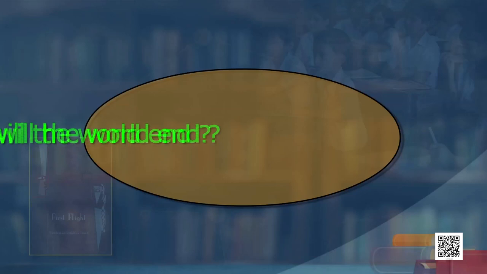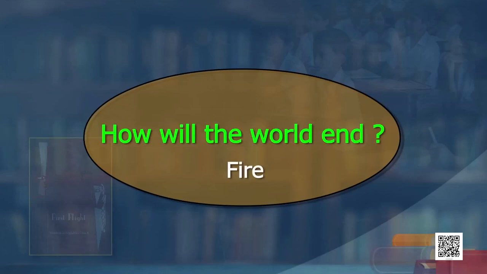Great. Now, let's list out how the world can come to an end or how the world can be destroyed by fire and ice. So, you have your pen with you. Yes, sir. And the paper. Look at the first one. How will the world end? Fire. How can it destroy by fire? Just write some pointers.